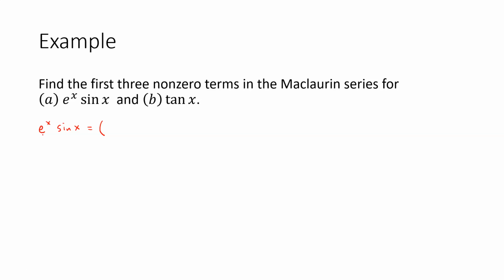So e to the x, we know that's 1 plus x plus x squared over 2 factorial, x cubed over 3 factorial, and so on. Sine x we know is essentially all the odd power terms here, but alternating in sign. So it's x minus x cubed over 3 factorial plus x to the 5th over 5 factorial, and so on.